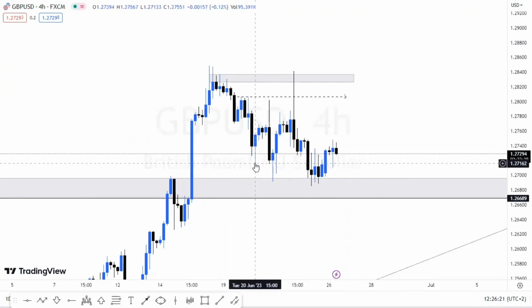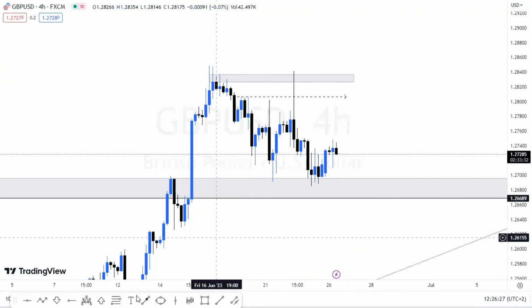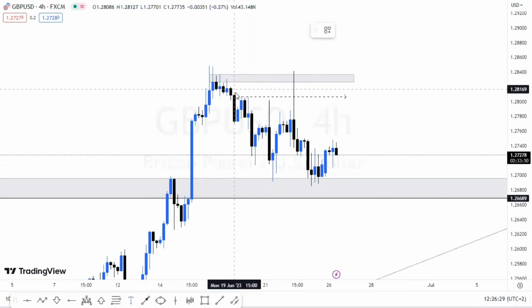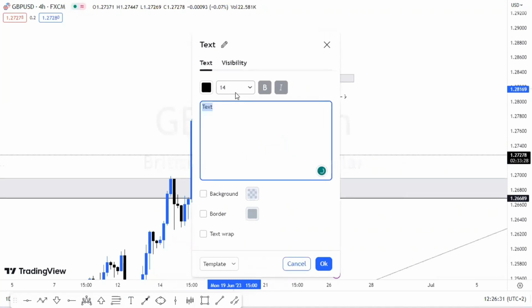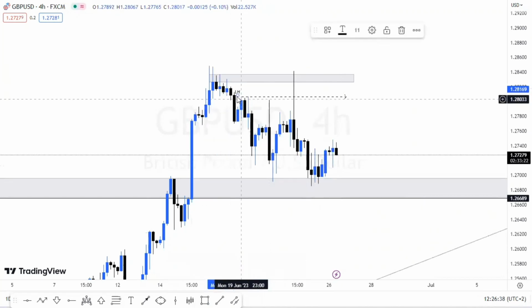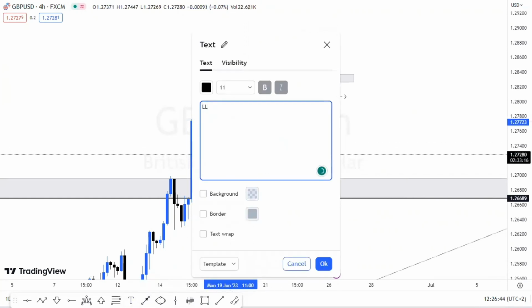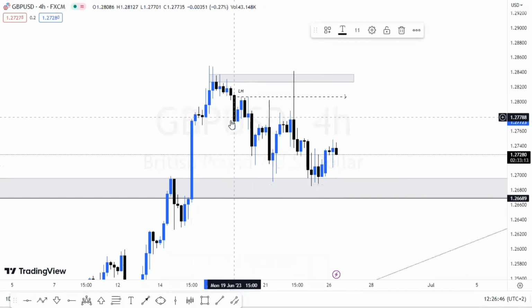And then price moves to the downside, and guess what? Price makes a lower low, right? Let me just type everything. Lower high. Let me make it small though. Lower high, right? This is our lower high. This is our lower low. Lower low.